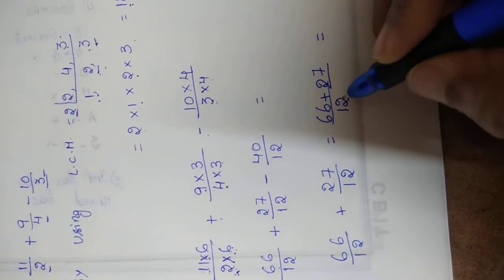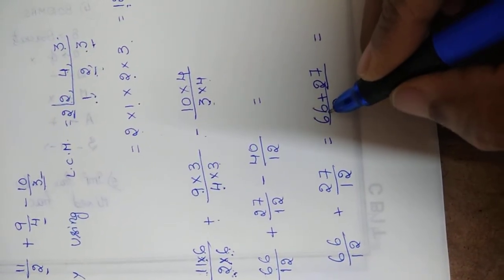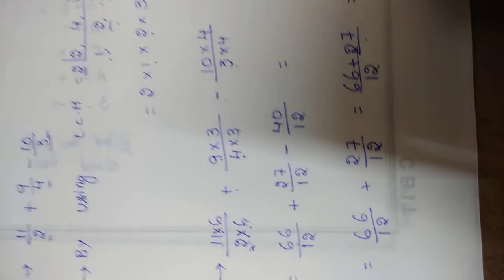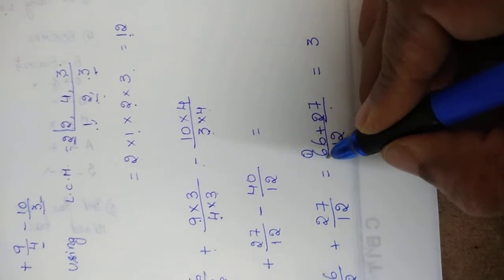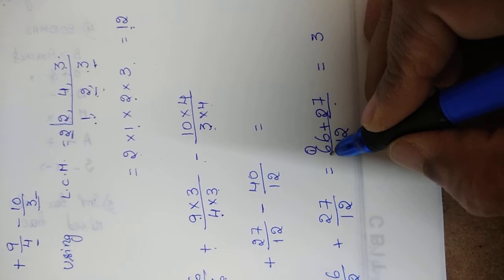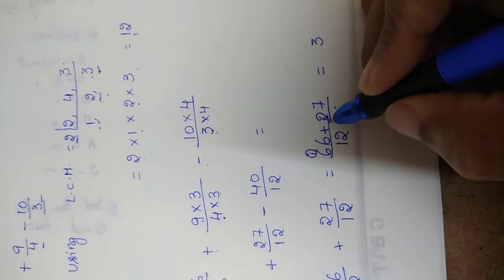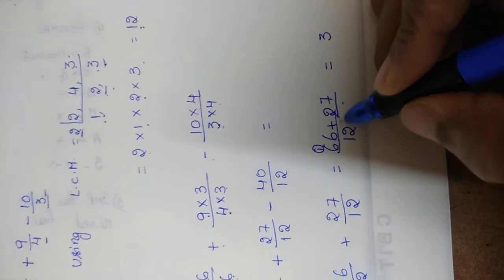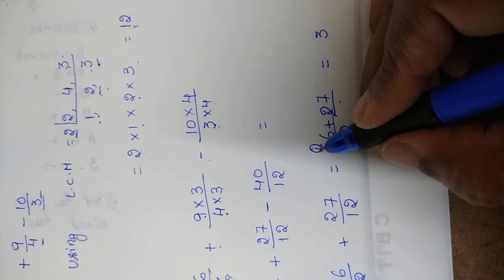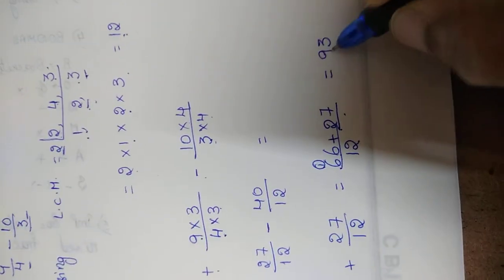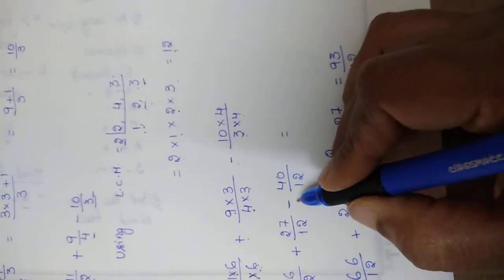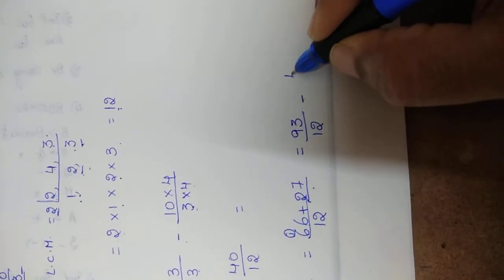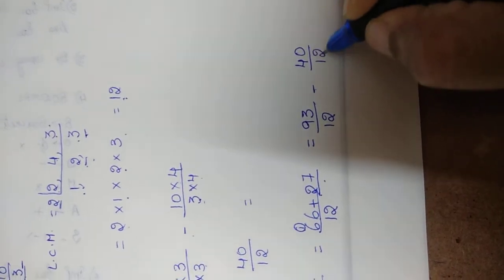So just add the ones place. The ones place here is 6 and the ones place here is 7. So if we add, you'll get 13 and keep 1 as a carry in the tens place. Now add the tens place numbers 6 as well as 2. So 6 plus 2 is 8 and we have a carry over here, so we should add that also. So the answer is 9, and the denominator we should write as it is. And leftover is subtraction.